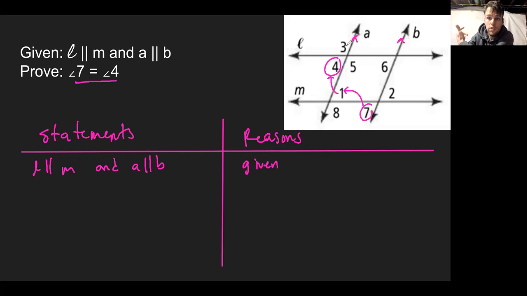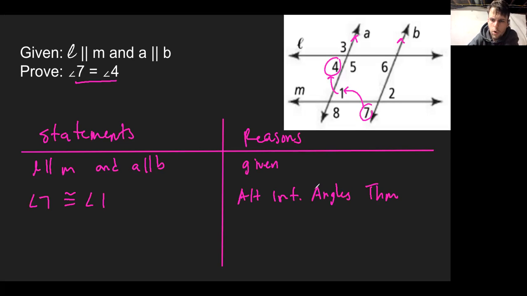Okay, so I have my pathway drawn here. So angle 7 is congruent to angle 1 because they are alternate interior angles. This is a theorem. Remember, corresponding angles is the one that is a postulate. And then angle 1 is congruent to angle 4, again, because they are alternate interior angles.